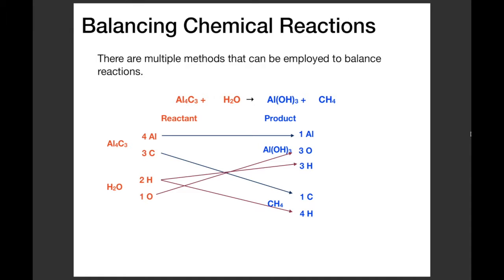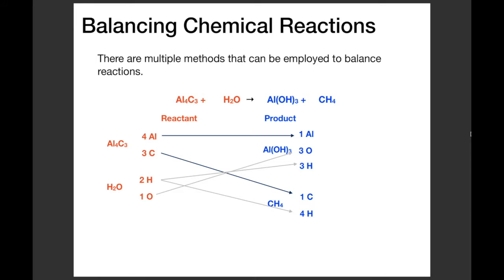The next step is to connect where the atoms are going from your reactant side to your product side. So here we have the aluminum from the aluminum carbide going to the aluminum in the aluminum hydroxide. We have the carbon from the aluminum carbide going to the carbon in the methane. We have the hydrogens from the waters going to both molecules, and the oxygen from the water going only to the aluminum hydroxide. I find that it is easiest to start with one of the reactant molecules and balance the product molecules based on that reactant molecule, or vice versa.